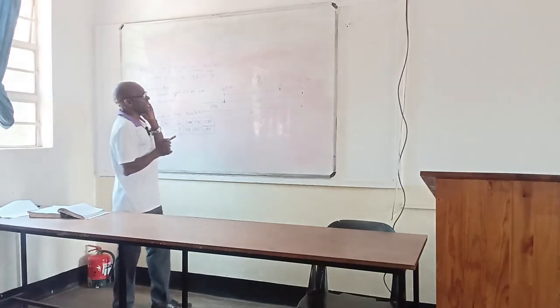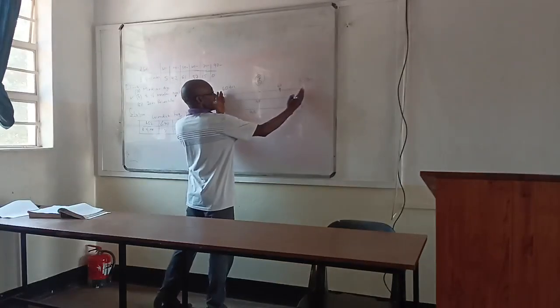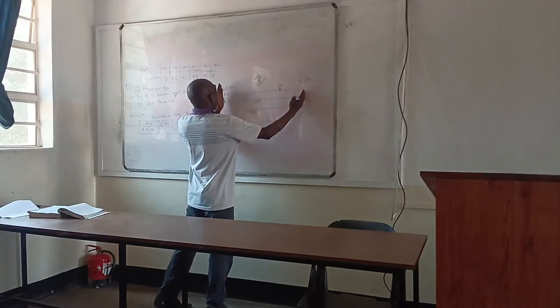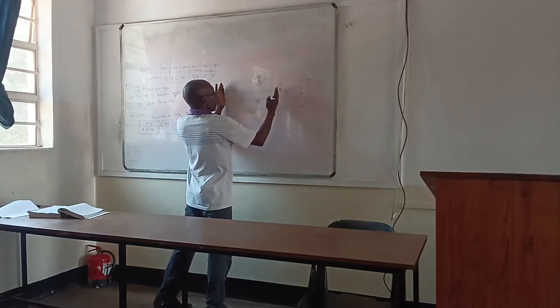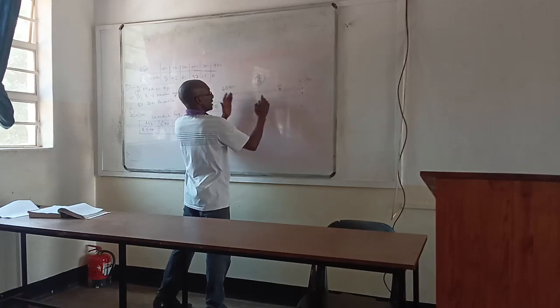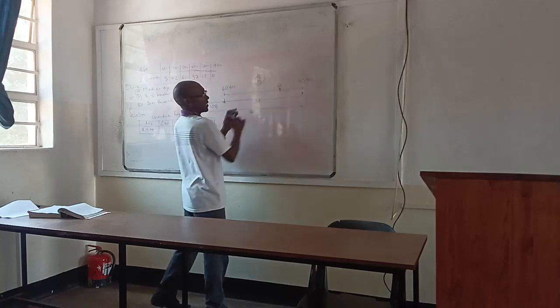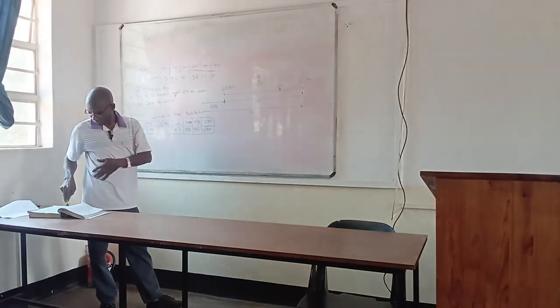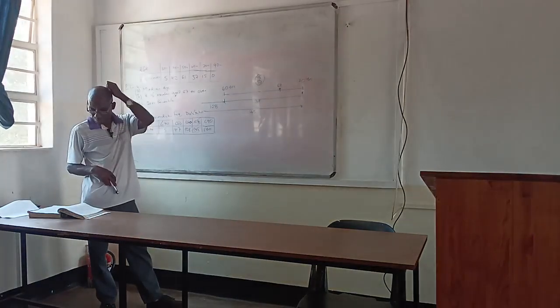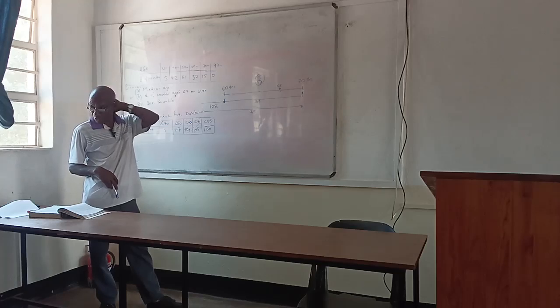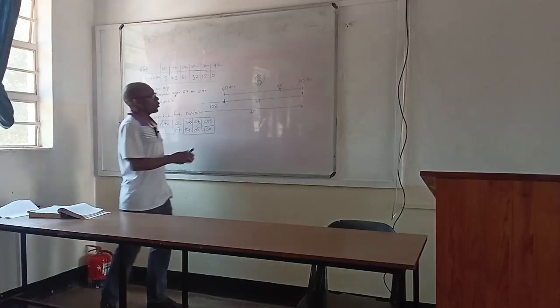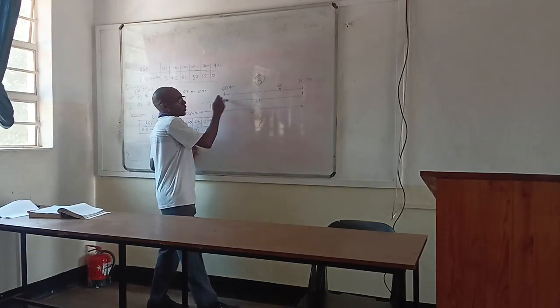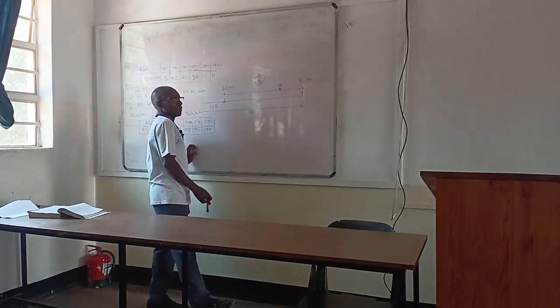Therefore, if from here to here it is 37, and from here to here it is 7 over 10, what will be from here to here? It is 7 over 10 of 37. You know that, right? You are lost? Okay. From here to here, you know that is 37. Where do you get 37 from?